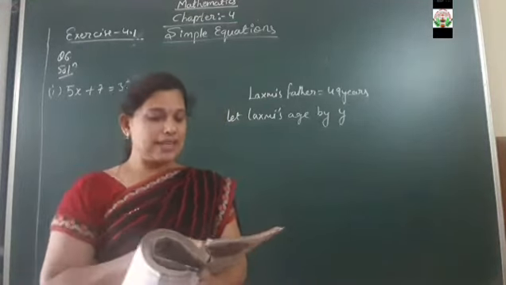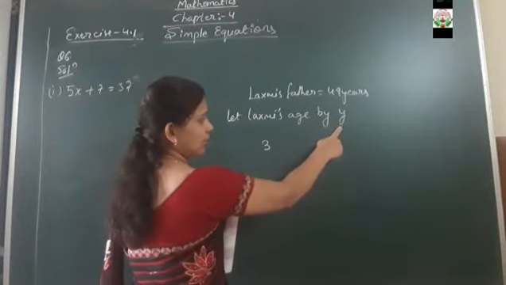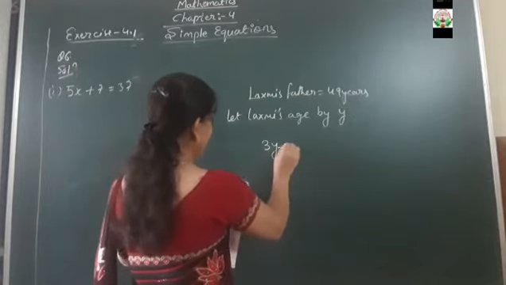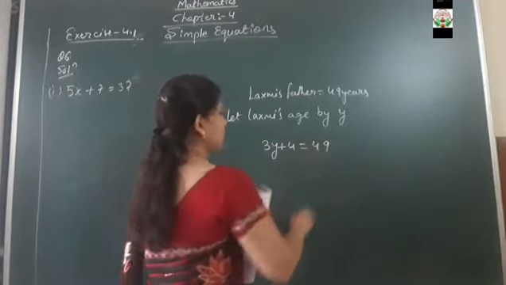So 3 times Lakshmi's age will be, what is Lakshmi's age? y. So 3 times Lakshmi's age, okay, plus 4 is equal to 49. This will be the age.